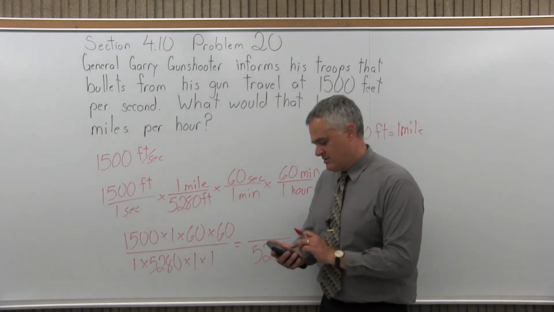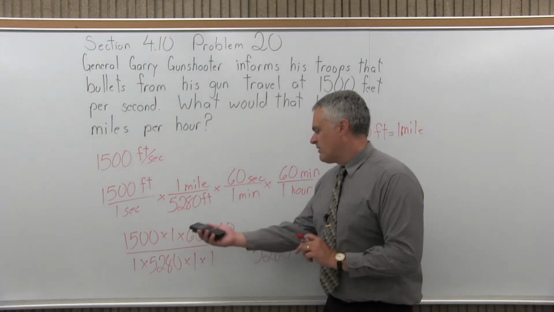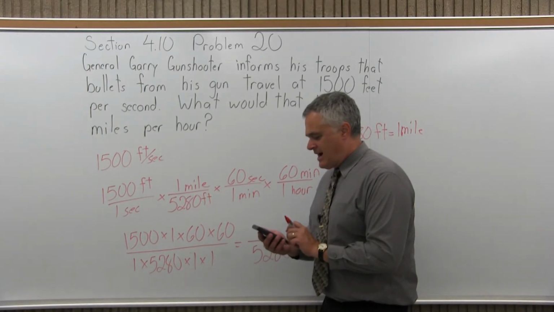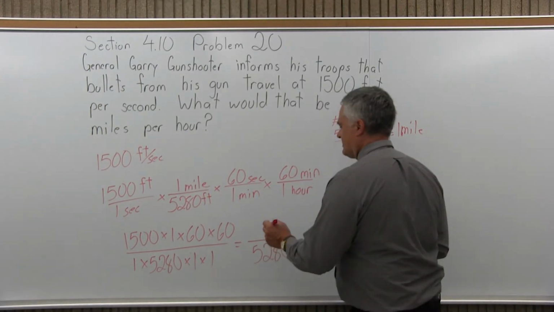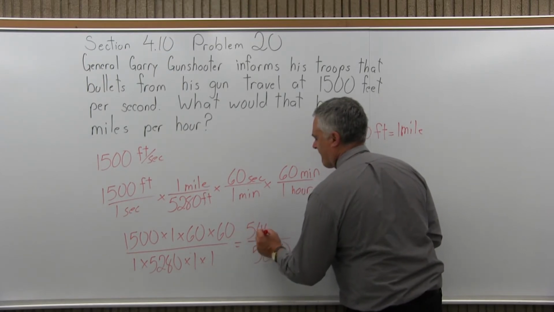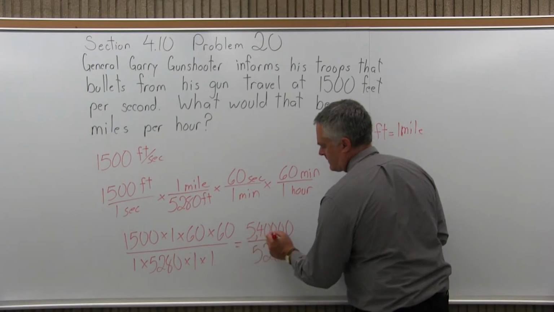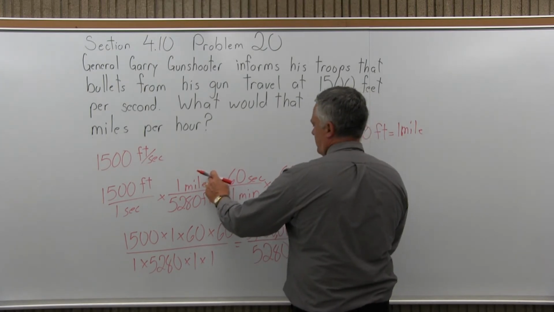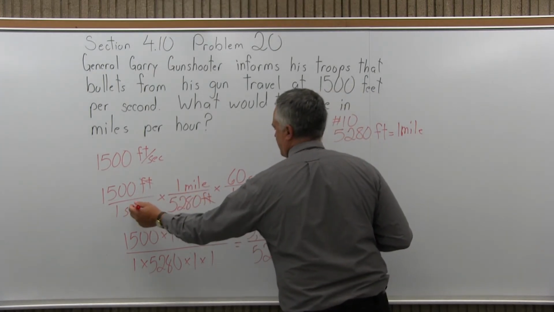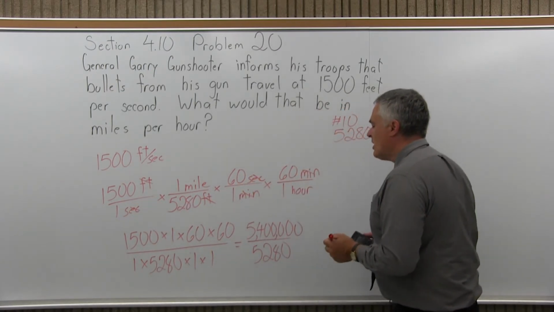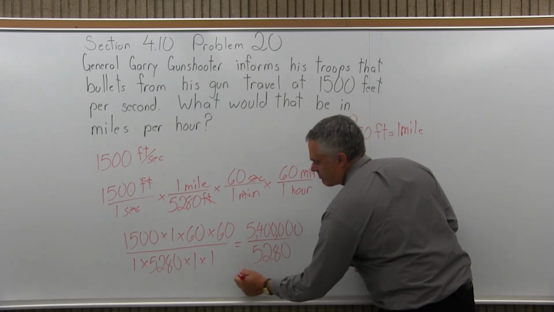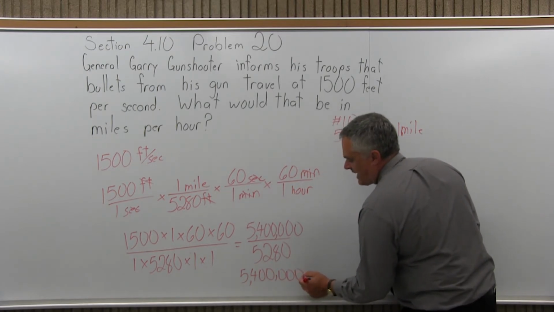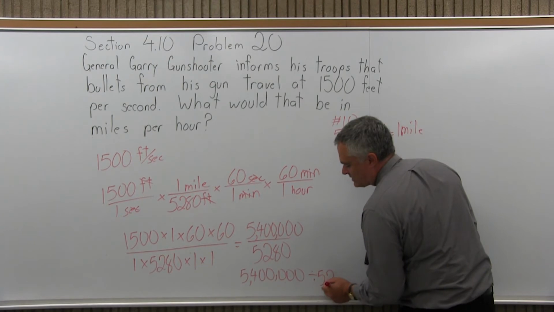You grab a calculator. Clear it. 1,500 times 60 times 60, and I have 5,400,000 in the numerator. Again, the numerator will be in miles, and the denominator will be in hours after the appropriate measurements cancel. So what I'll have to do is this division: 5,400,000, the number from the numerator, divided by 5,280.